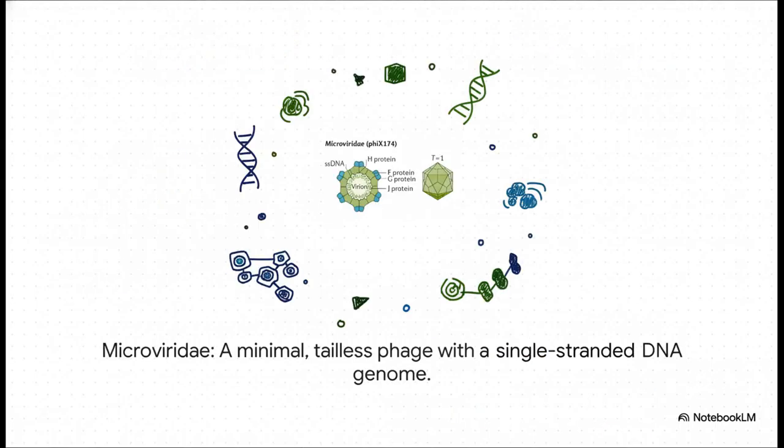And finally, let's look at the complete other end of the complexity scale, with the Microviridae. These guys are tiny, really simple icosahedral phages with no tail at all.